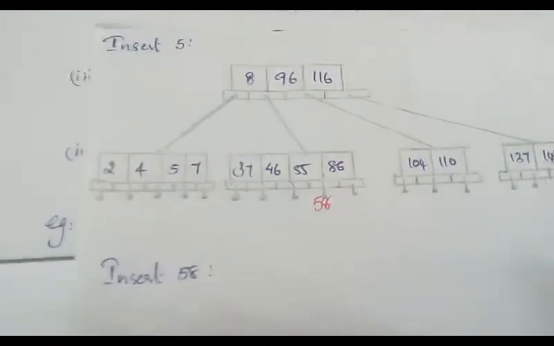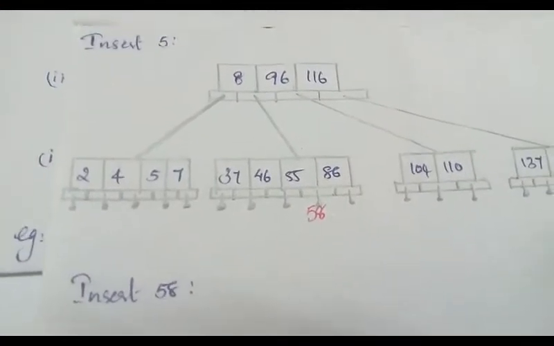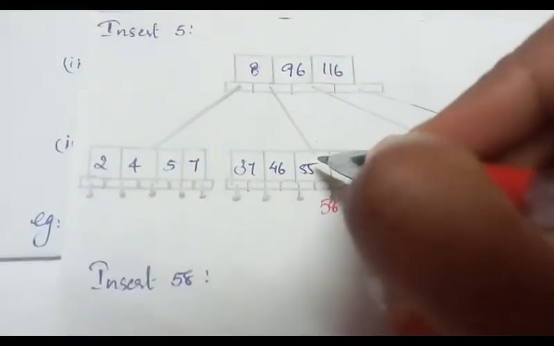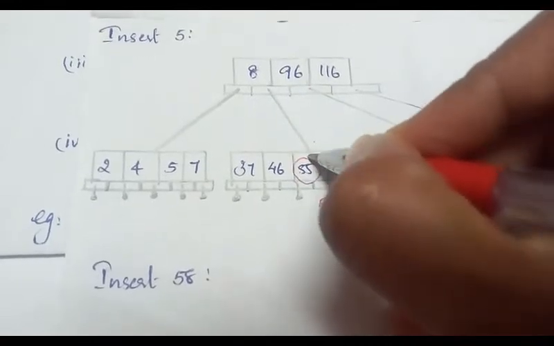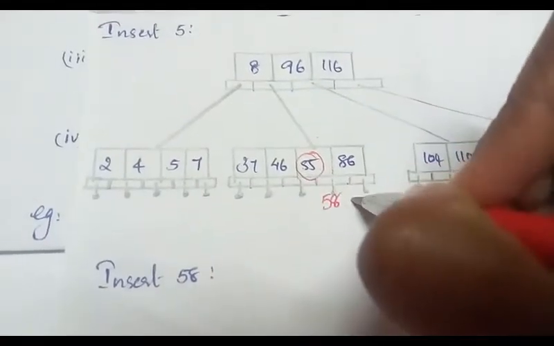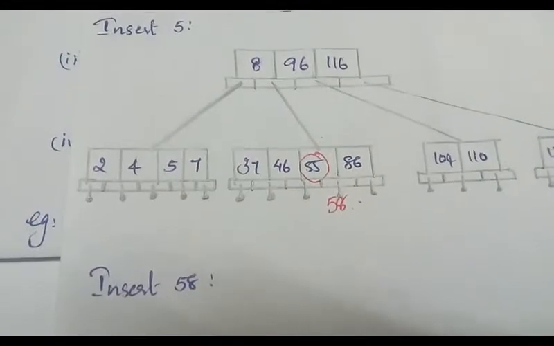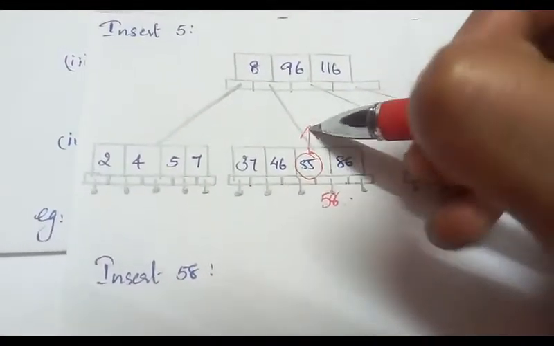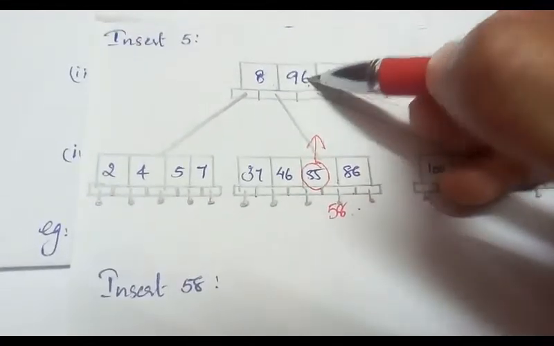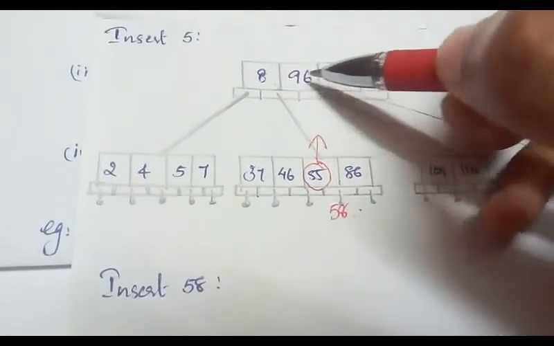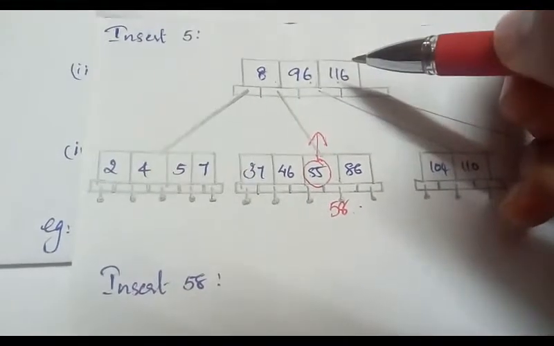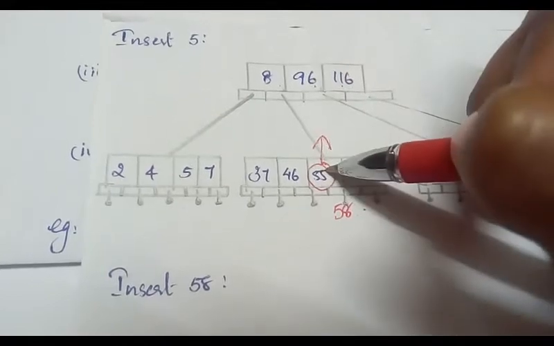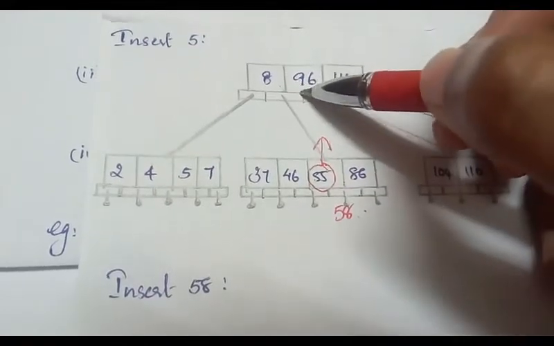Now select the value which is in the middle. When these values are in the ascending order, we can see that 55 comes in the middle of these 5 numbers. Now this 55 should be shifted to the parent node. Now look at the parent node. The parent node has 3 keys. A B-tree of order 5 can hold up to 4 key values. That means this 55 can be accommodated in the parent node.